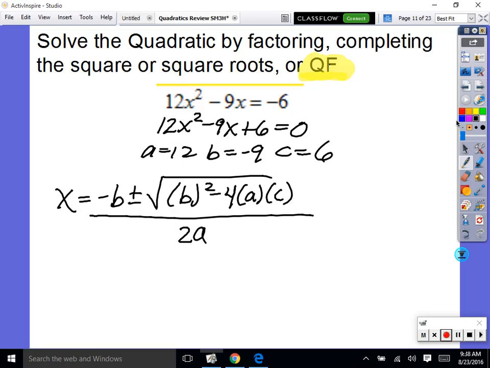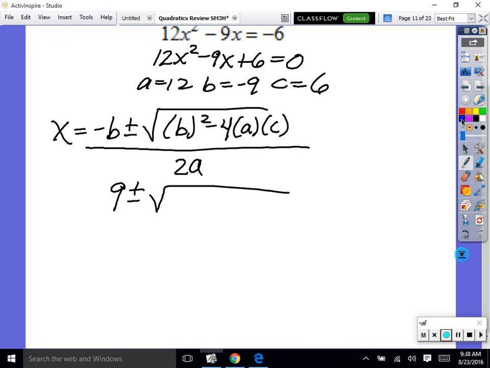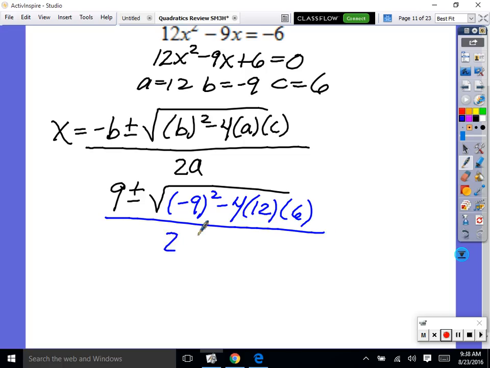Okay, let's plug it in. I want your calculators out. Let's calculate this quick in a second. So x equals the opposite of b, which is positive 9, plus or minus, right? Are we following? I'm going to change colors. Plus or minus the square root of b squared, which is negative 9 squared, minus 4 times a, which is 12, times c, which is 6. That's all over 2 times 12.